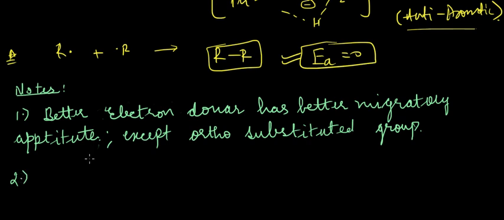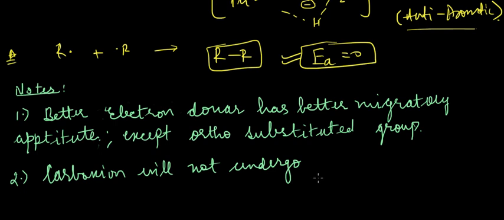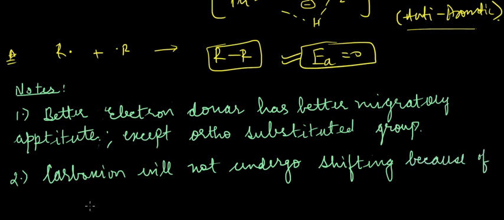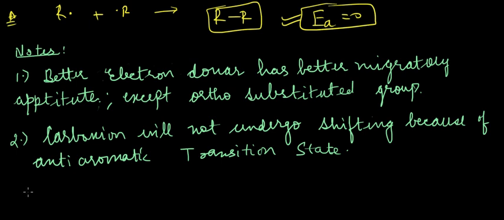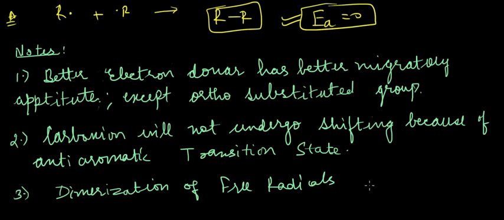Okay, and the second note is carbanion will not undergo shifting because of the anti-aromatic transition state. Okay, so carbanion will not undergo shifting because of anti-aromatic transition state. Okay, and the last point is dimerization of free radicals have zero activation energy.